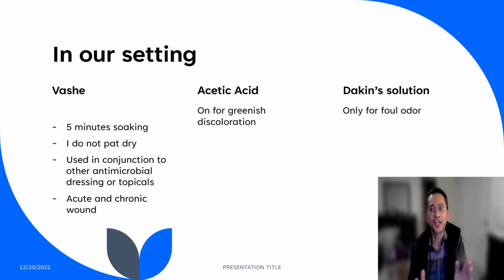So now, next is the Vashe solution. So my strategy is that I usually soak the wound. So I saturate sterile gauze with a Vashe solution, and I place it directly on top of the wound, and also insert that or fill the undermining if there's a tunnel. I fill the tunnel with the saturated gauze, and I will let it stay for 5 minutes.